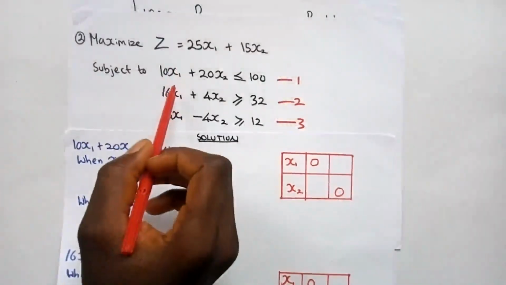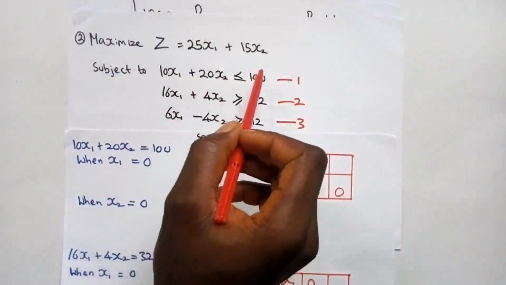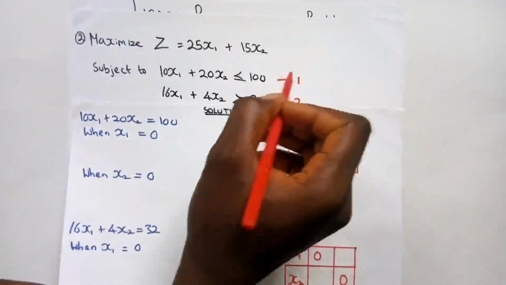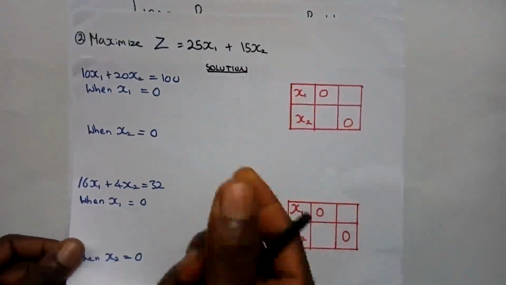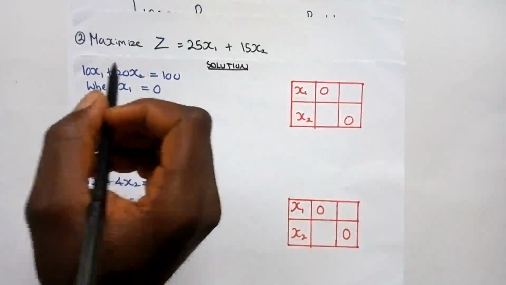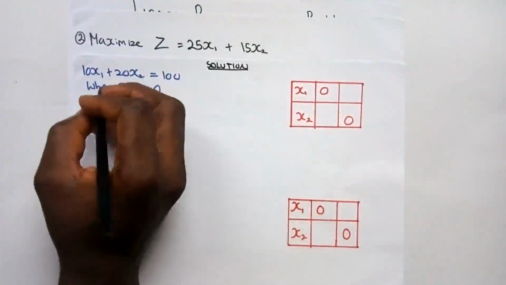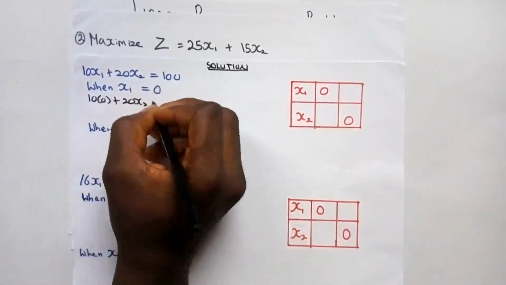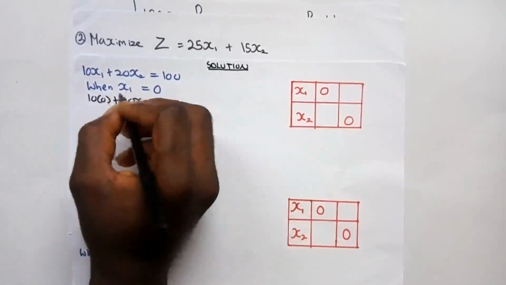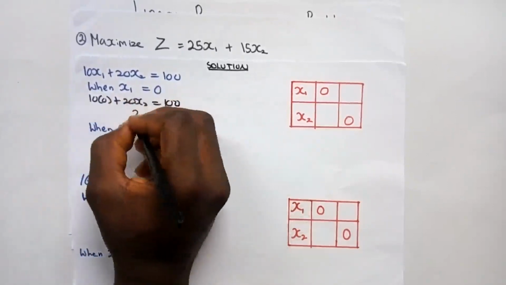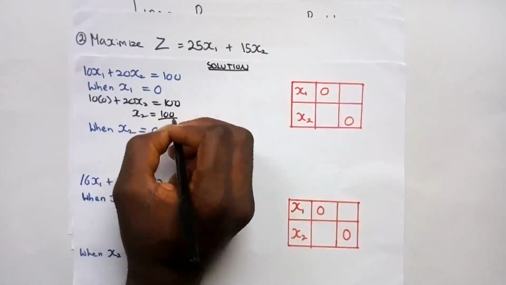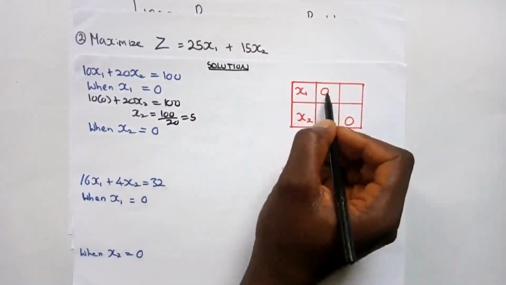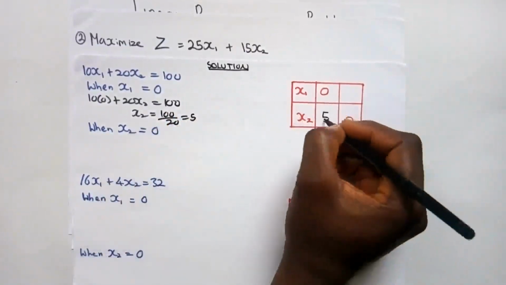Solution. Look at the first constraint here. 10S1 plus 20S2 is less than or equal to 100. So 10S1 plus 20S2, remove the less than sign, equal to 100. When S1 is equal to 0, we want to find S2. So 10 multiplied by 0 plus 20S2 is equal to 100. 10 multiplied by 0 is 0. So 20S2 is equal to 100. S2 is equal to 100 divided by 20, which gives us 5. So when S1 is equal to 0, S2 is equal to 5.